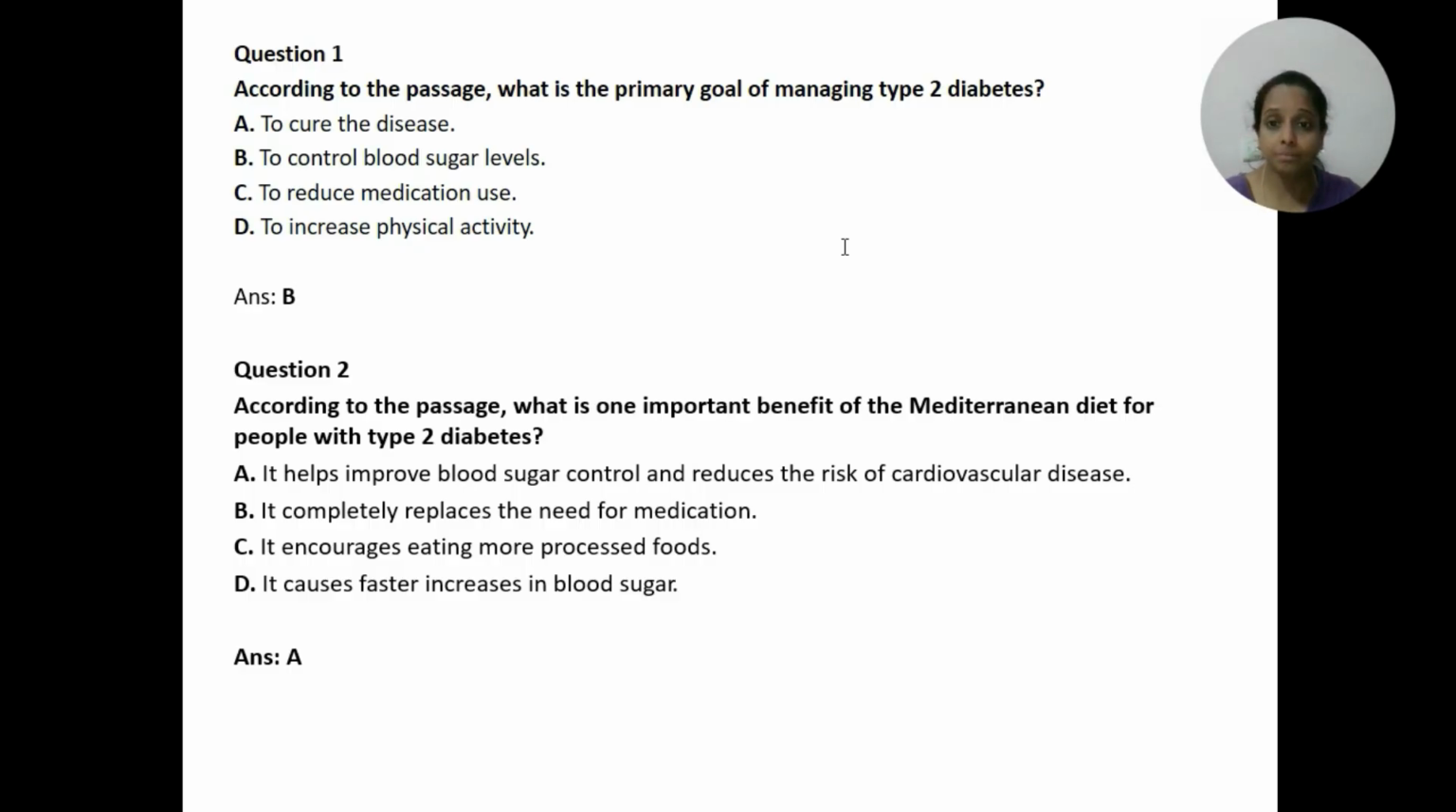Okay? So remember the three golden rules that have been discussed in this video and try to apply them in your OET reading exam. That's all for today's video.